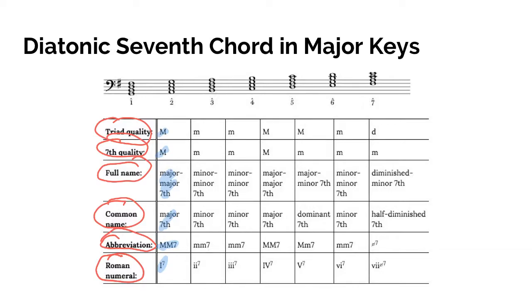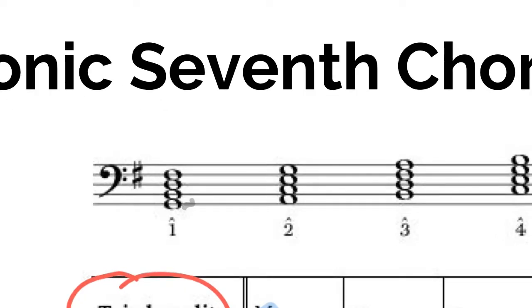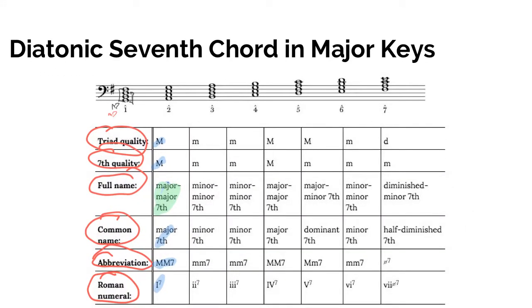Sorry about this. So you may be wondering, why is this called major? That means there's a major triad. So let's see if we can zoom here. Okay, a major triad right here. Major triad, and then the 7th is a major 7th, not a minor 7th. Each of these chords has its own triad and 7th label.